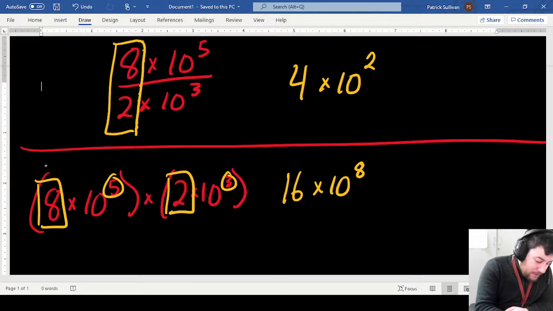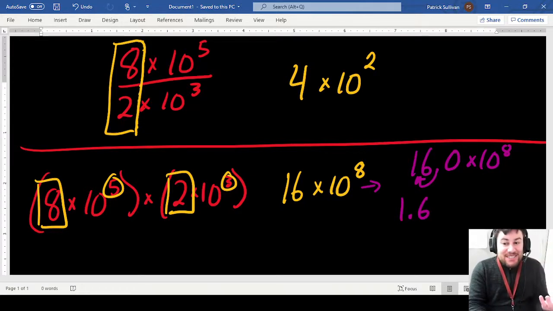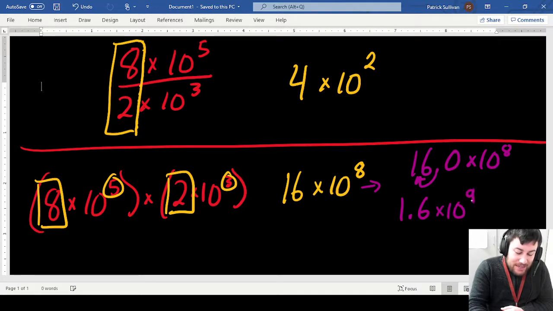So we'll go ahead and use purple. All right, so if this is 16.0 times 10 to the eighth, my lead value needs to be less than 10, greater than or equal to 1. So I'm going to shift this to the left, so I have 1.6. All right, so if I decreased my lead value, that means I need to increase my exponent.